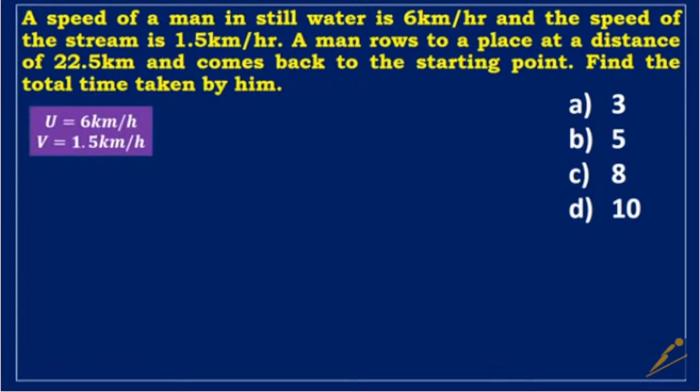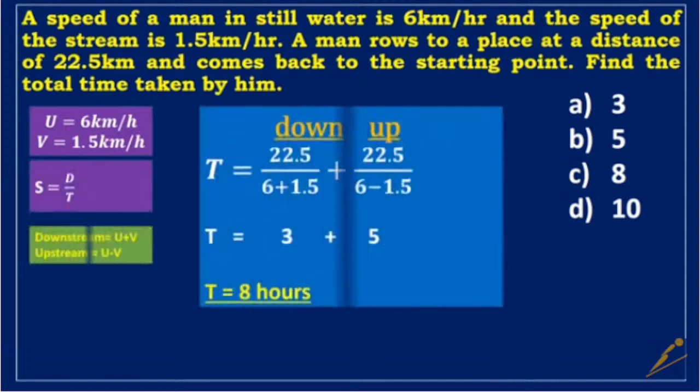The speed of the stream, V, is 1.5 km per hour. The distance is 22.5. The sum of the speeds downstream is 6 plus 1.5 km per hour. The difference in the speeds upstream is 6 minus 1.5 km per hour.